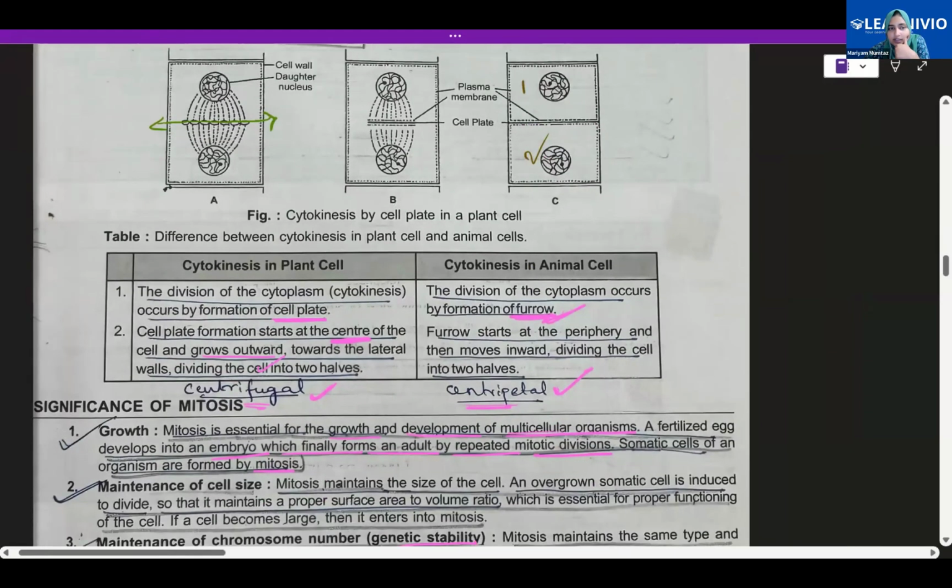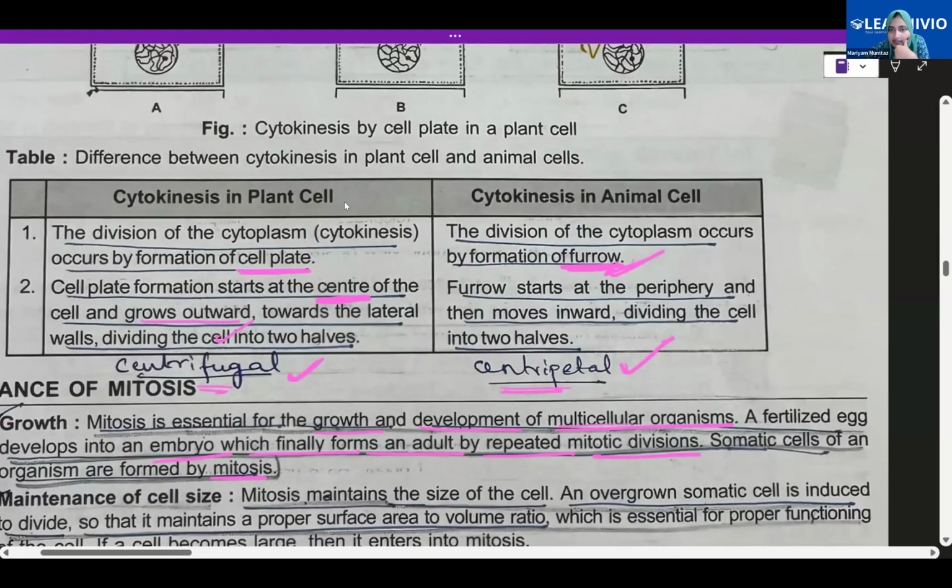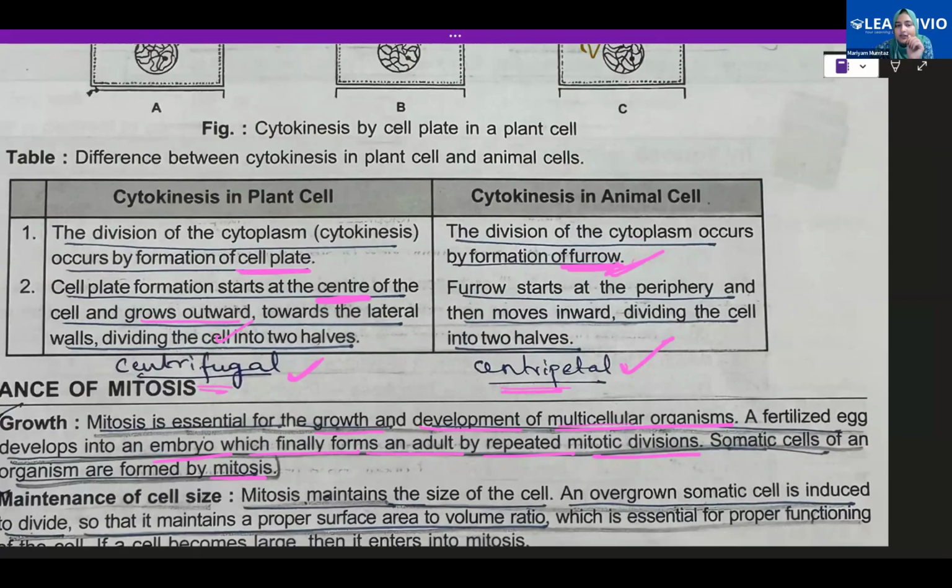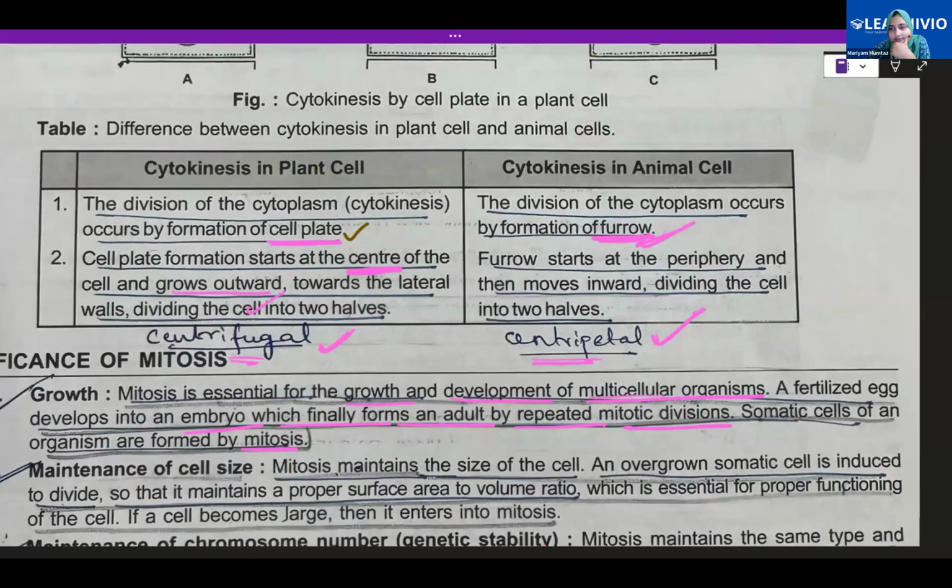So the difference between the cytokinesis in plant cell and the cytokinesis in animal cell, you people should know. Plant cell cytokinesis happens by the formation of cell plate. Animal cell cytokinesis happens by the formation of furrow. Furrow means deepening. Cell plate formation starts in the center and then grows outwards. This is a centrifugal kind. Furrow formation starts at the peripheral portion and moves towards the inside. Any doubts?